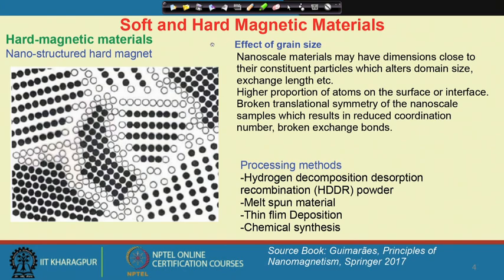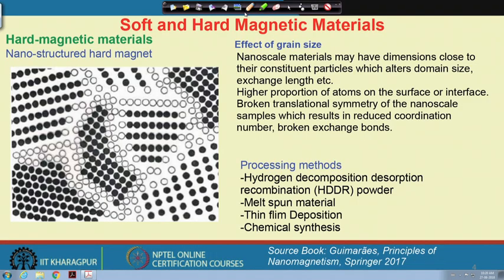Now, from the samarium cobalt discussion, we have seen that there is definitely some benefit of making materials in the nanoscale in terms of magnetic property enhancement. I am talking about the hard magnetic property enhancement. Nanoscale material, we have elaborately discussed in the earlier weeks.